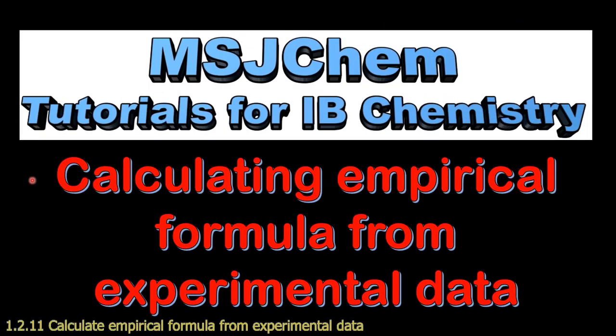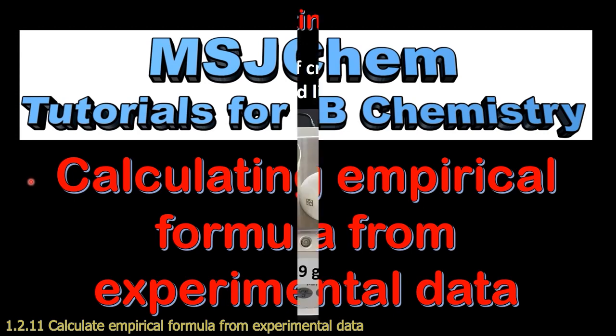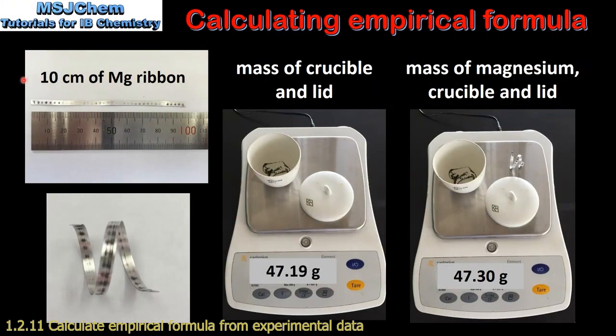This is MSJ Chem. In this video, I'll be looking at calculating empirical formula from experimental data. We start the experiment by measuring 10 centimeters of magnesium ribbon. Next, the magnesium ribbon is wrapped around a pencil to form a coil. To calculate the empirical formula, we must record the mass of the crucible and the lid, and the mass of the magnesium, the crucible, and the lid.